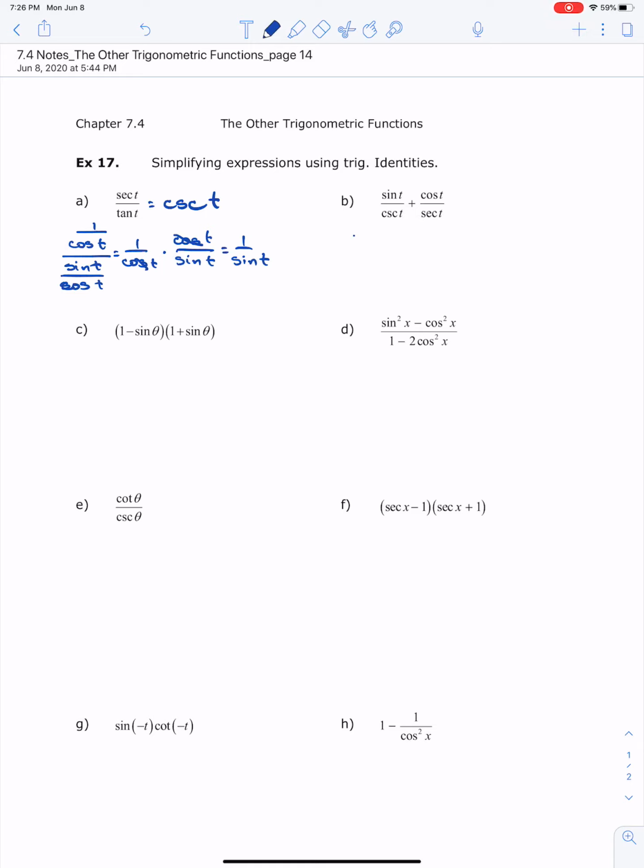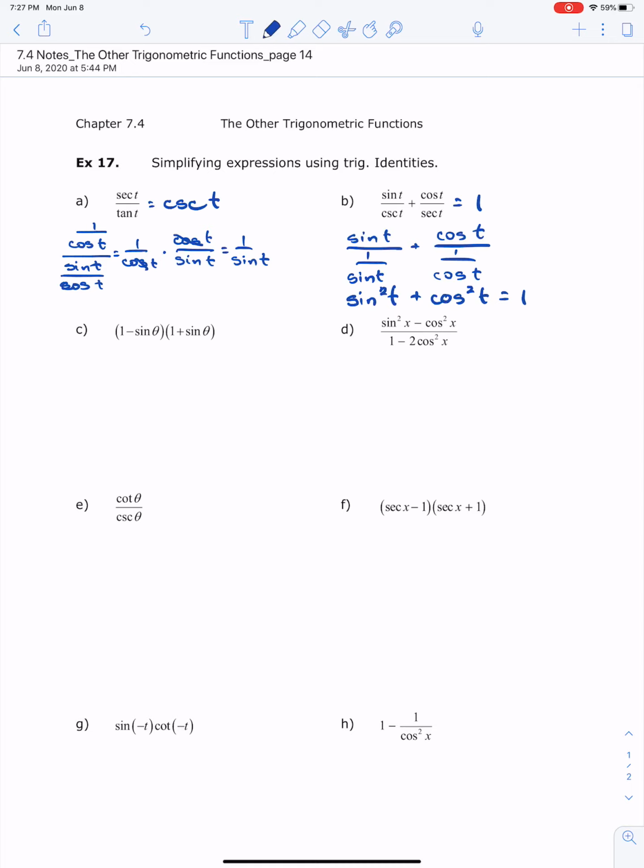B, we get sine t, cosecant is 1 over sine t. I've got cosine t over 1 over cosine t. So divided by 1 over sine t means times sine t. So I get sine t times sine t, sine squared t. Cosine t times cosine t, cosine squared t, equals 1.